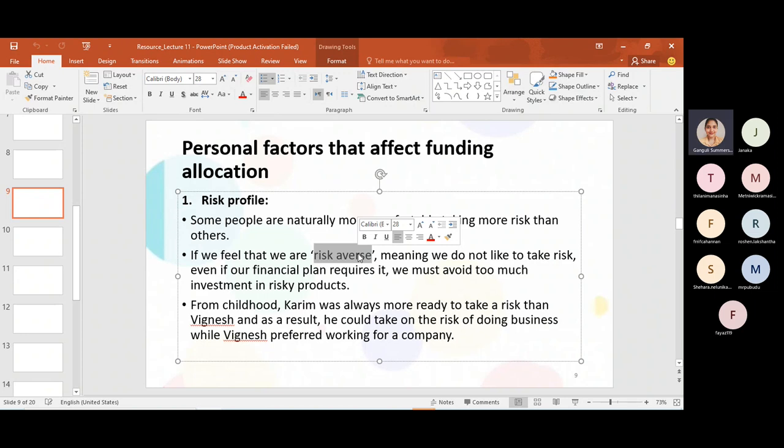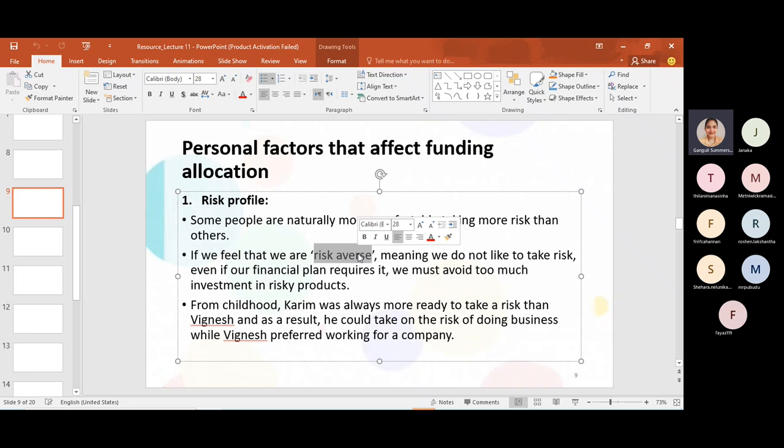If you are someone who is very good at taking risks, you can allocate money, you can invest money in a risky project. But if you are a risk averse person, someone who is hesitant and doesn't like to take risks, then you should not invest too much money in risky projects. You can invest a considerable amount, but not too much.